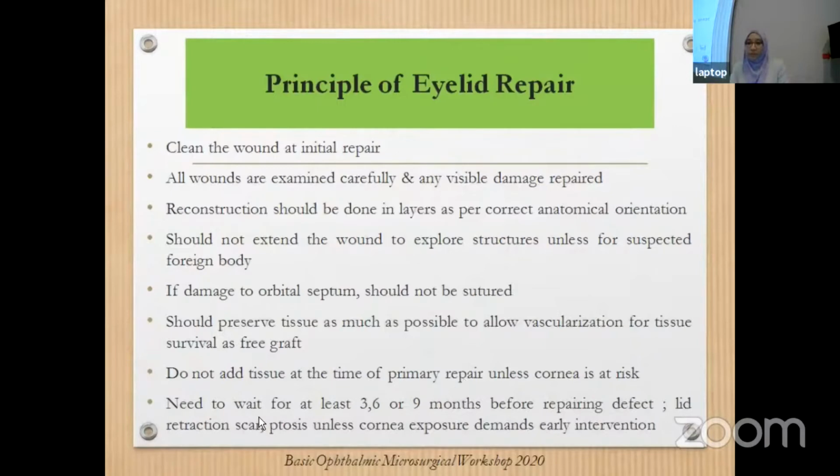Okay. And then this one actually needs to wait for at least 3, 6 or 9 months before repairing the defect. Because we need to consider, for example, lid retraction, scar, ptosis, unless there is corneal exposure. So this one needs to be done early. This is the secondary reconstruction. Usually if the injury is very bad, we need to do secondary reconstruction at 3, 6 or 9 months post primary repair.